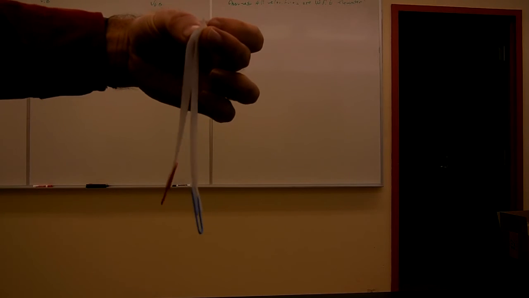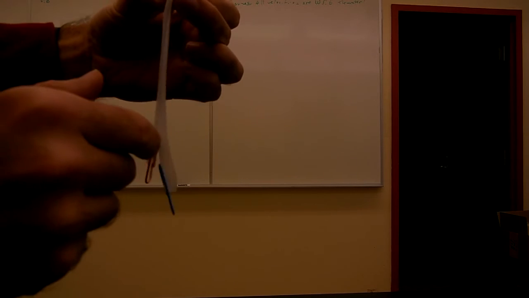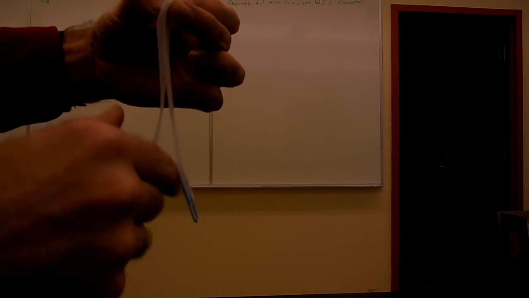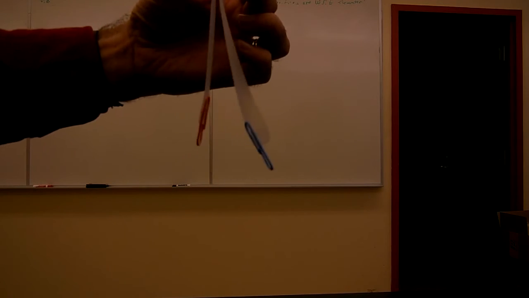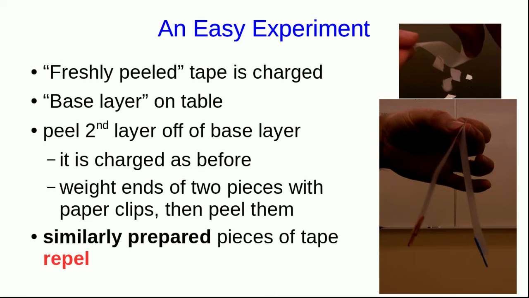And if you touch them, as before, you can make them discharge, and this repulsive interaction between the freshly peeled tape will go away. So what we've just seen is that 2 pieces of tape that are similarly prepared repel each other. Contrast that. Both pieces of tape are charged. They will attract neutral things, but they repel each other. This is a new behavior that we haven't seen before.